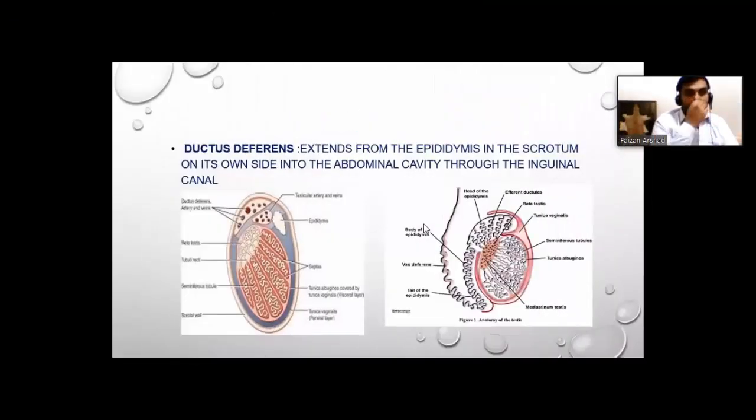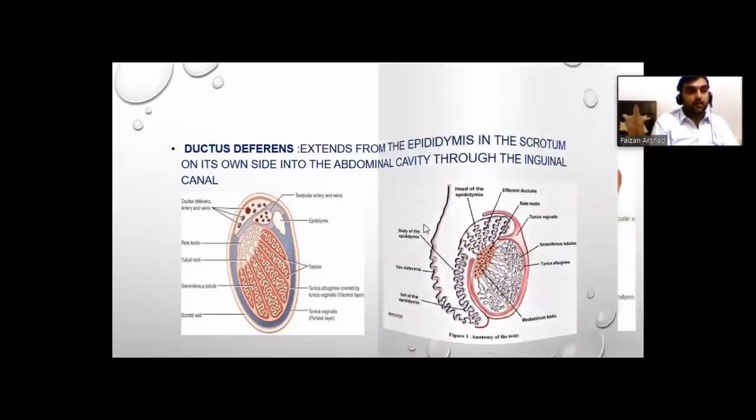So this is a diagram showing what we have discussed. And the ductus deferens is also called the vas deferens. It extends from the epididymis in the scrotum on its own side to the abdominal cavity through the inguinal canal.